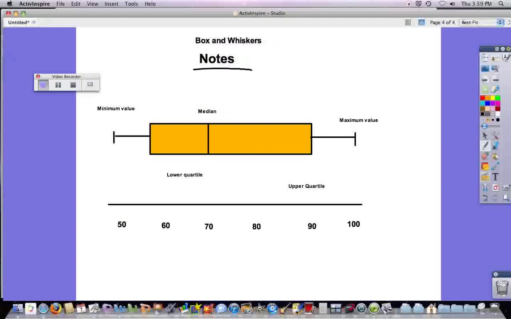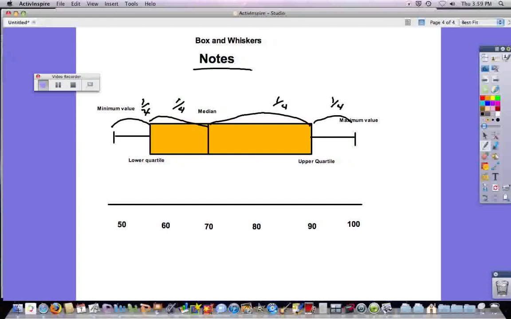As you can see over here, I want y'all to label that box that you drew. This will be your lower quartile. It splits your information into 4. So from here to here is 1/4 of your information. Then from here to here is another 1/4 of your data. From here to here is another 1/4. And here to here, 1/4 of your data. So that's why you got the quartiles, which means 4. Lower quartile and upper quartile.